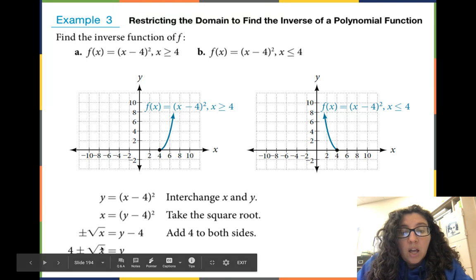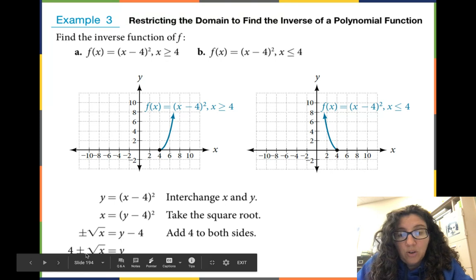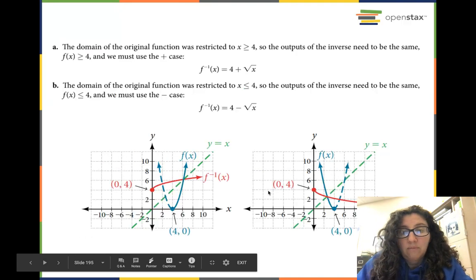That's right. For part A, our domain was greater than or equal to 4. So here we need our range to be greater than or equal to 4. So for part A, we're going to take 4 plus square root of x. For part B, it's the opposite. We need our range to be less than or equal to 4. So it's going to be 4 minus the square root of x.